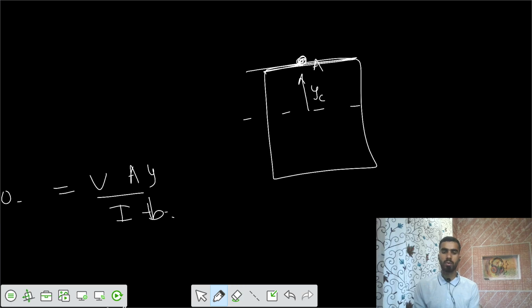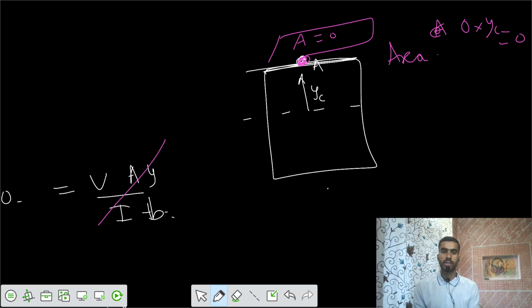But what about the area? If you take the area above that point A, there is no area. Area equals 0. That means 0 into y c, that is 0. So overall shear stress becomes 0.